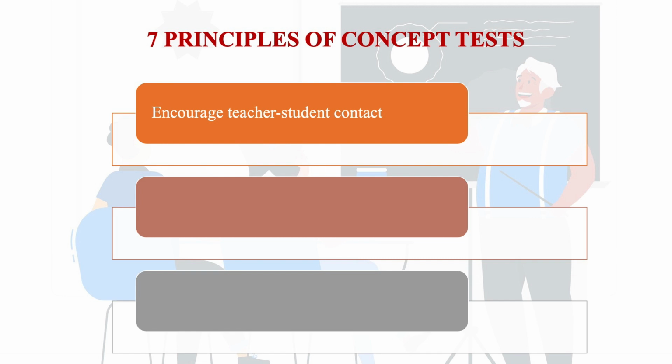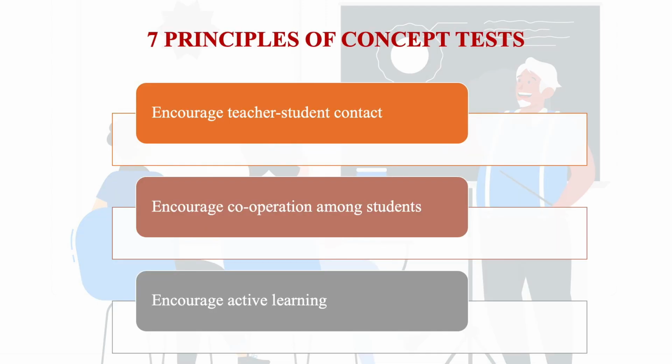When we select concept test, we have to think about the 7 principles of concept test. The first principle is to encourage teacher-student contact. Always there should be a rapport between the teacher and student. Secondly, encourage cooperation among students. When some kind of test we are giving, they have to do it in groups. There we need the cooperation among students.